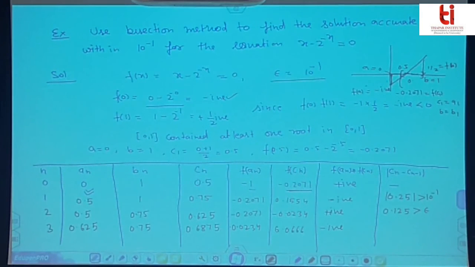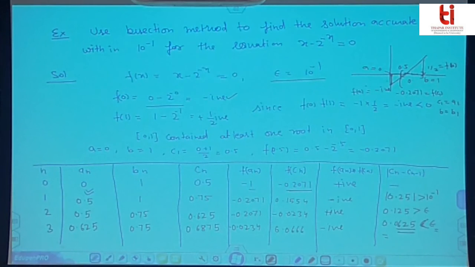Now, this value is coming out to be 0.0625. So we can say this value is less than epsilon. So we can say this condition is satisfied here, since the difference of the sequence of midpoints is less than epsilon, so we can stop here.